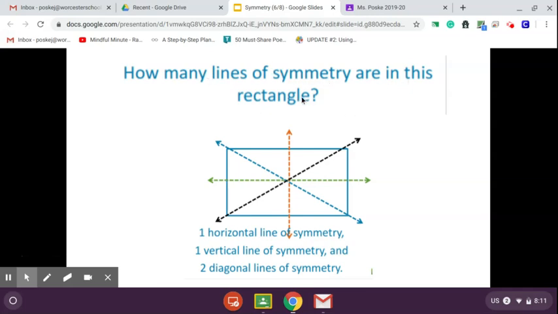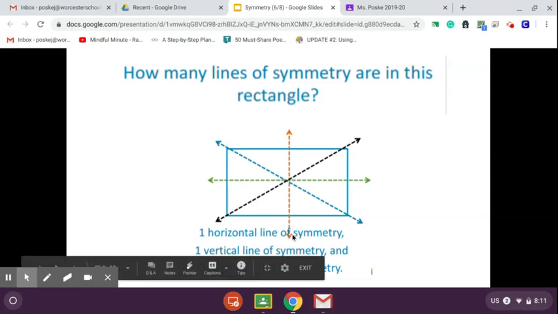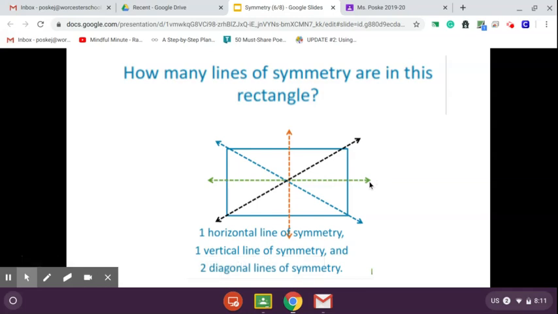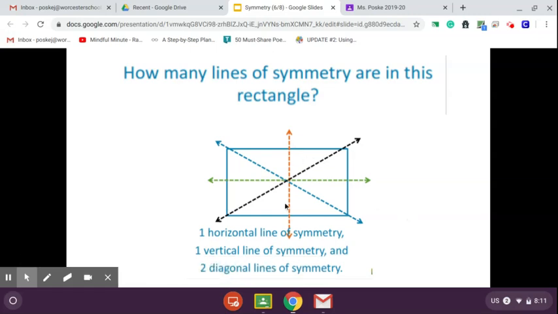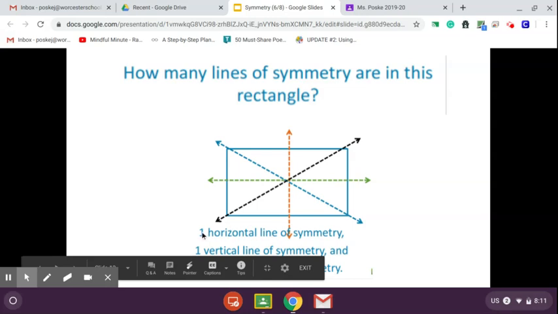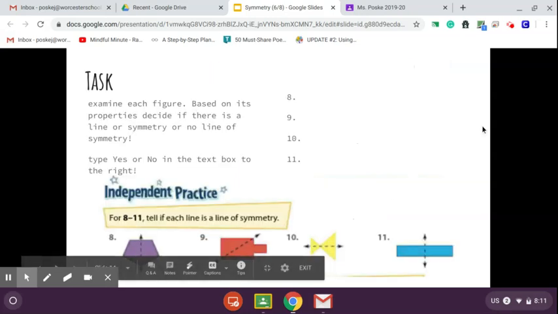How many lines of symmetry are in this rectangle? Well, there's 1 vertical, 2, okay, second line is horizontal, 3, 4 are diagonal. Okay, so there's 4 lines of symmetry. 1, 2, 3, 4. Today's task for you is that you are going to be looking at each one of these drawings and looking at each one of these lines of symmetry, okay?